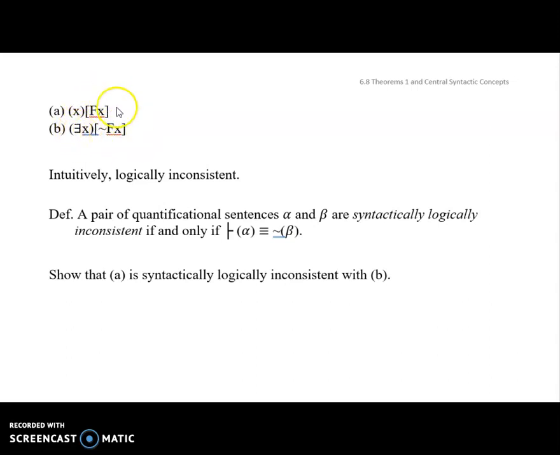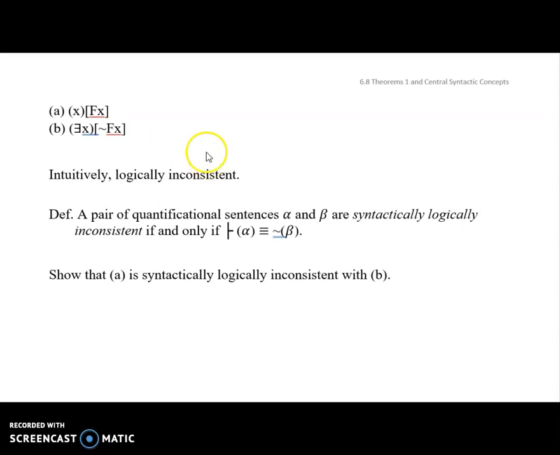So intuitively, these are inconsistent. If this is true, this has to be false. And if this is true, this has to be false, right? So they have to take opposing truth values. They are inconsistent with one another. One sort of contradicts the other, as it were.